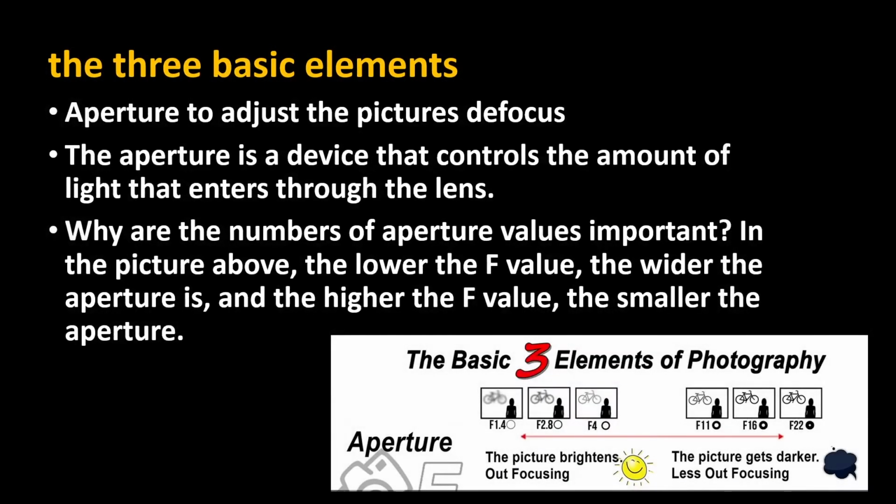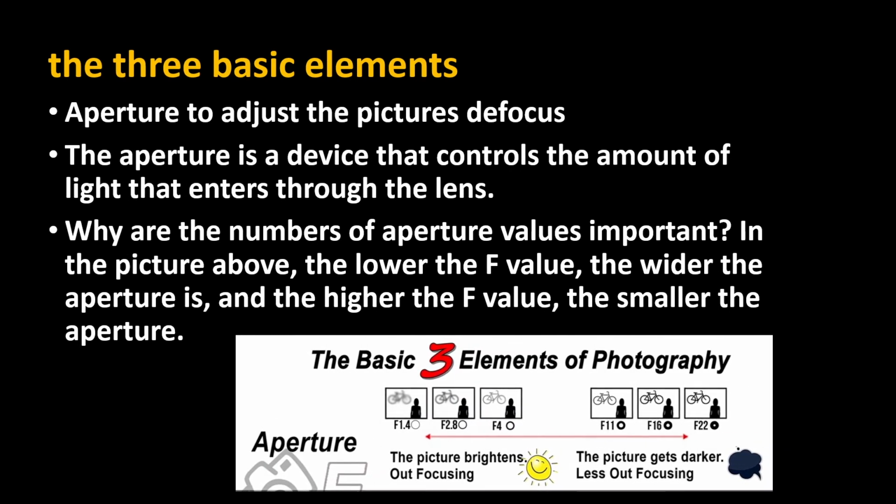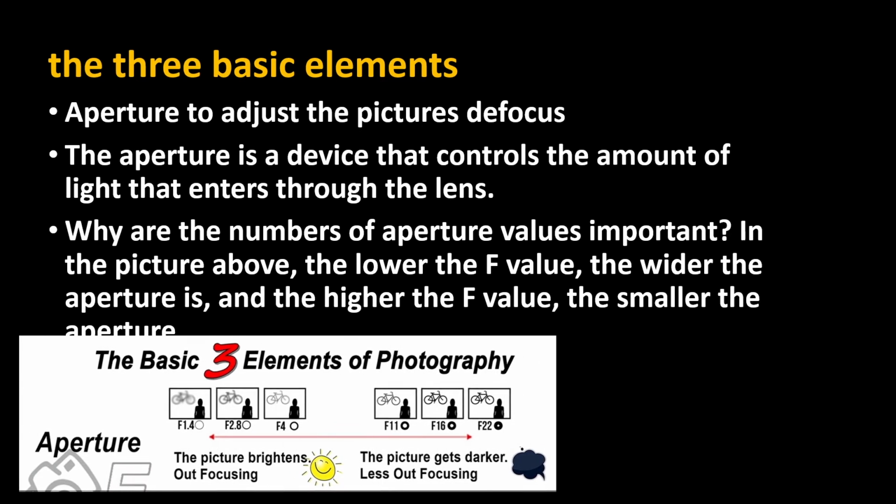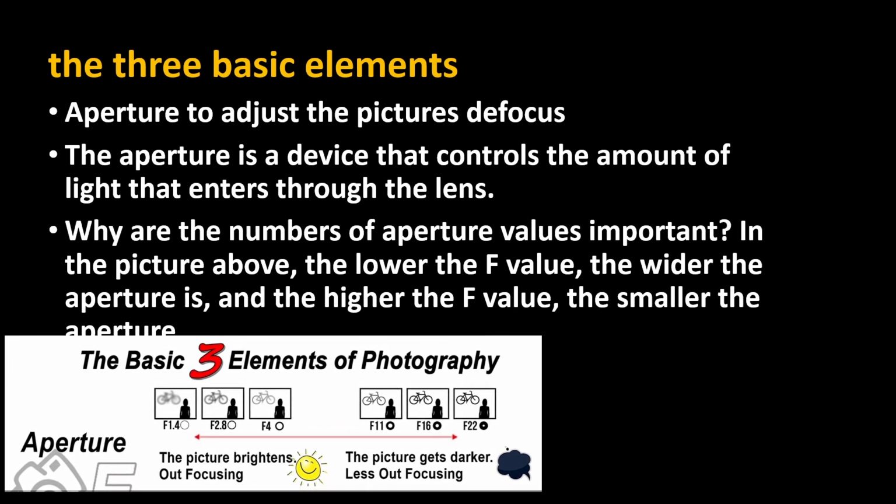Aperture to adjust the picture's defocus. The aperture is a device that controls the amount of light that enters through the lens. Why are the numbers of aperture values important? In the picture above, the lower the f value, the wider the aperture is, and the higher the f value, the smaller the aperture.